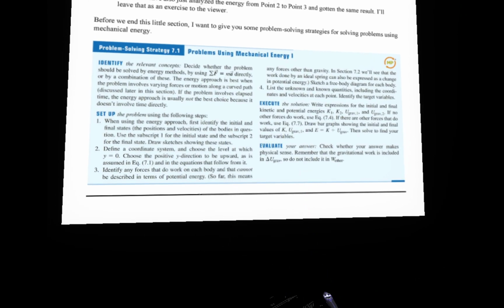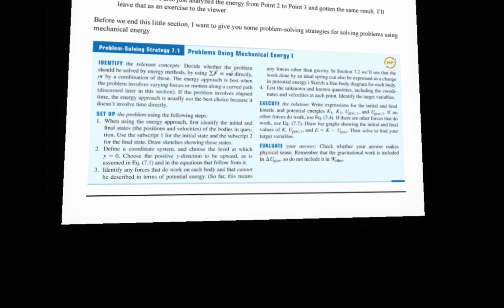So first, we want to identify the relevant concepts. Decide whether the problem should be solved by energy methods, using F equals ma directly, or a combination of these. The energy approach is best when the problem involves varying forces or motion along a curved path, which is discussed later in this section. If the problem involves elapsed time, the energy approach is usually not the best choice because it doesn't involve time directly. Then we get back to our kinematic equations, where time is involved in some of those equations.